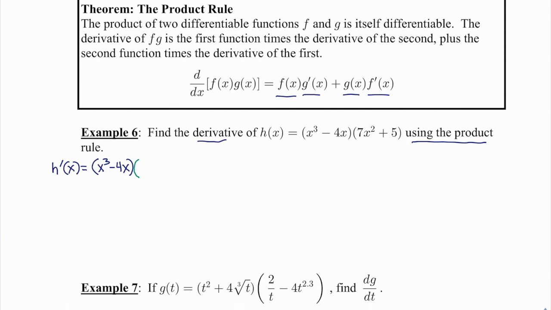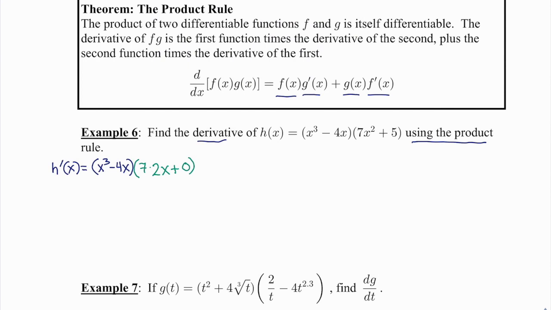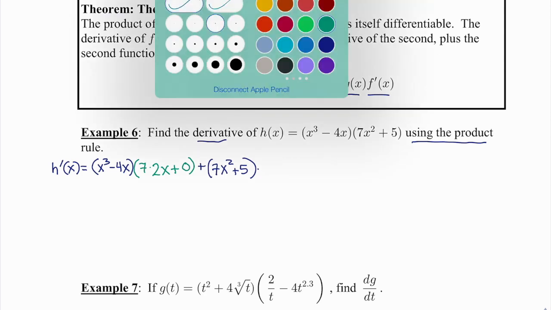The derivative of the second factor will be 7 times the derivative of x squared, which is 2x, plus the derivative of 5, which is 0, because that's a constant term. So far we have the first factor times the derivative of the second factor, and now we want plus the second factor times the derivative of the first factor.